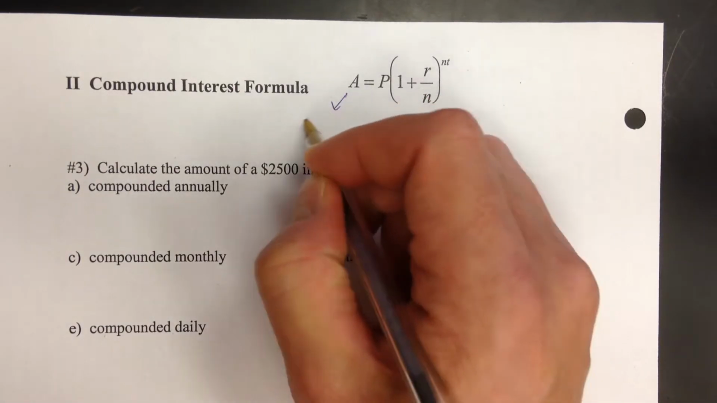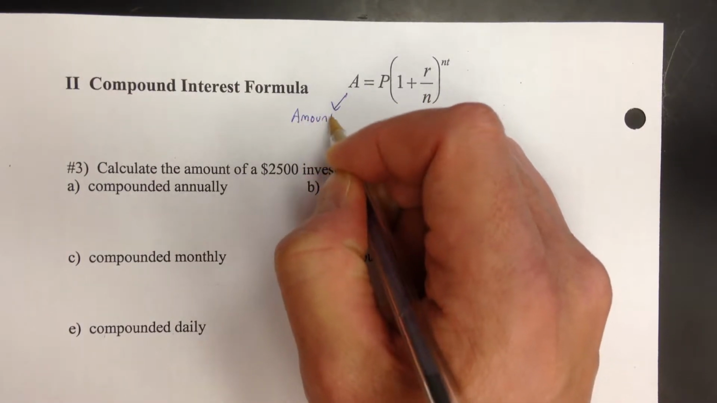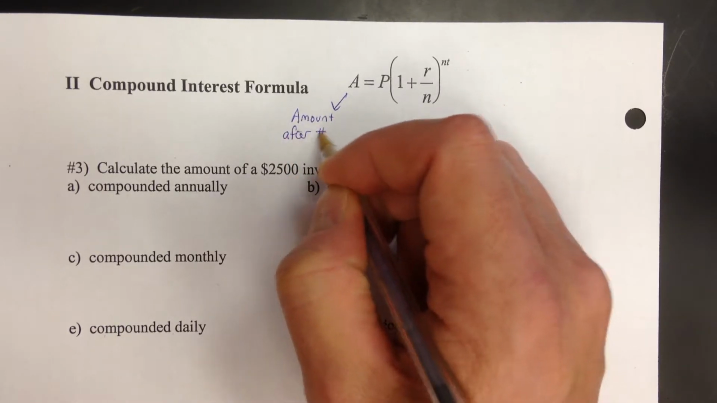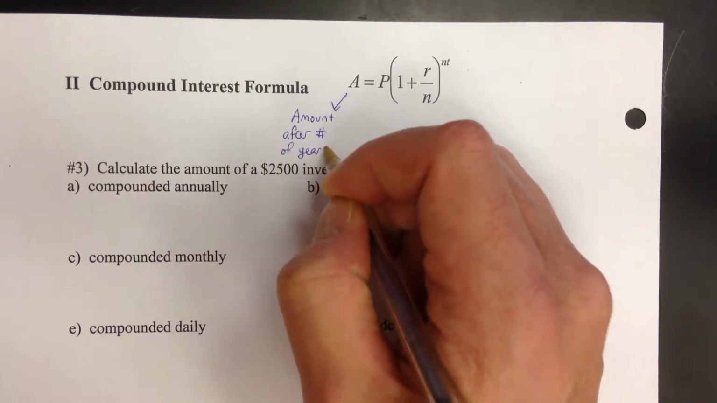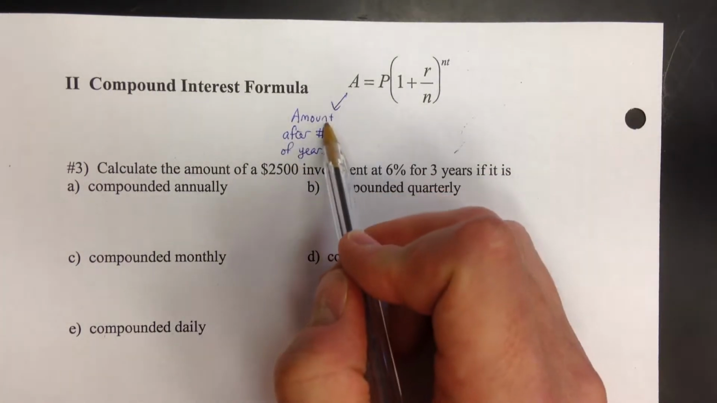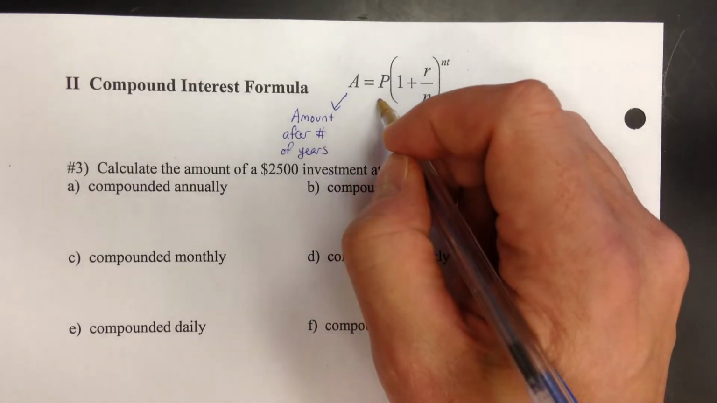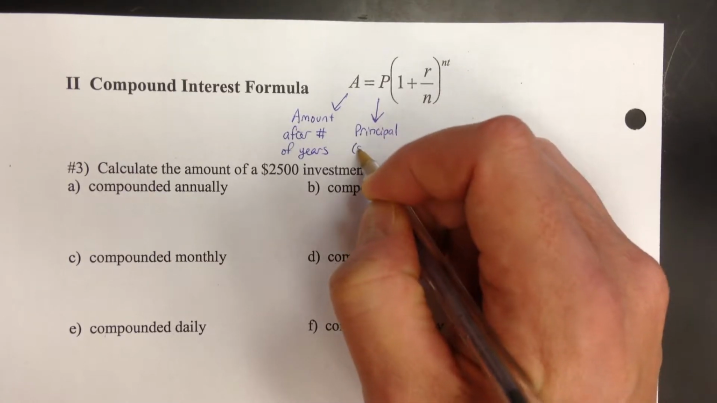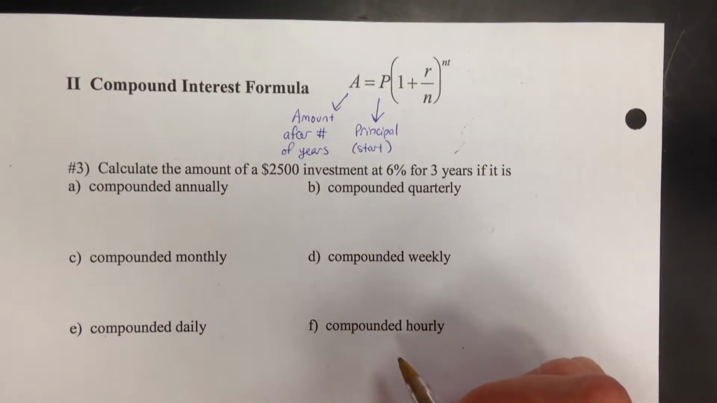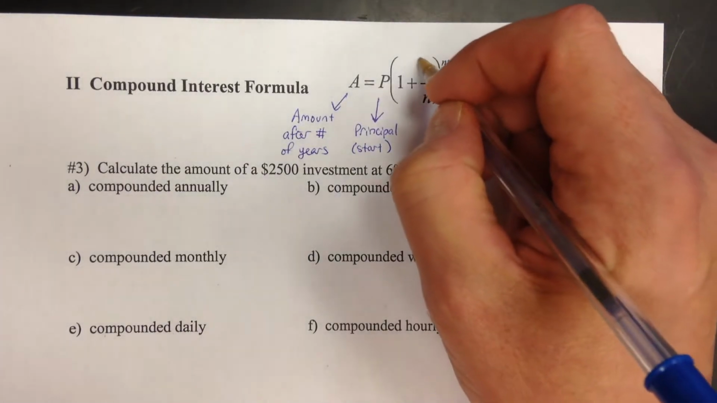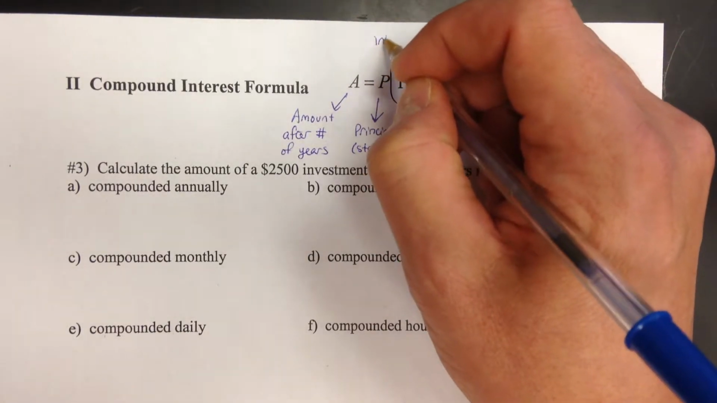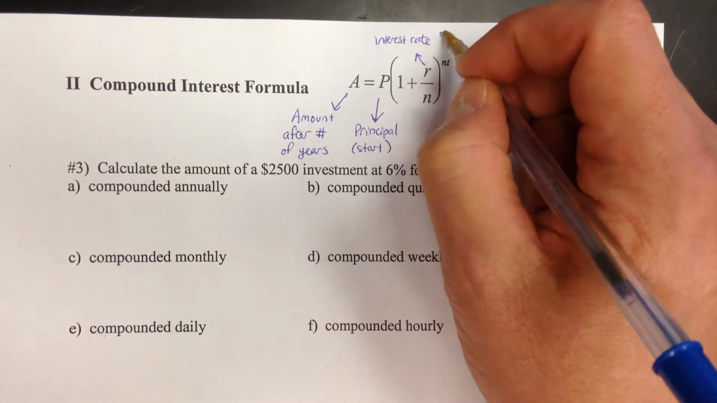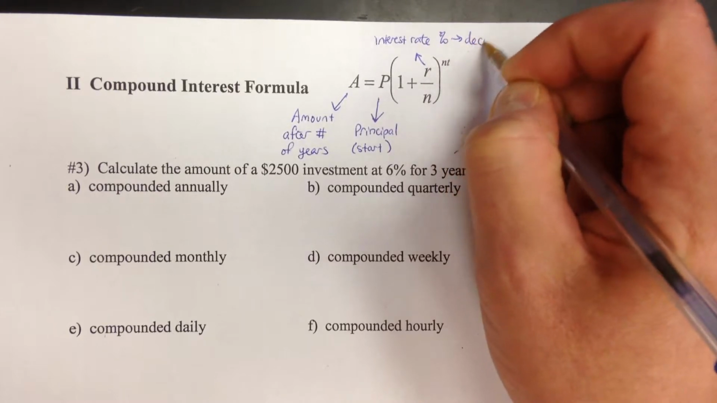A is the amount after a number of years. So that's what you end with. That's how much you have at the end. P, that's your principal, which is the starting amount. So that's what you have at the beginning, at the start. R is the interest rate. Now that's going to be written as a decimal. So remember, you have to take a percent and change that to a decimal.